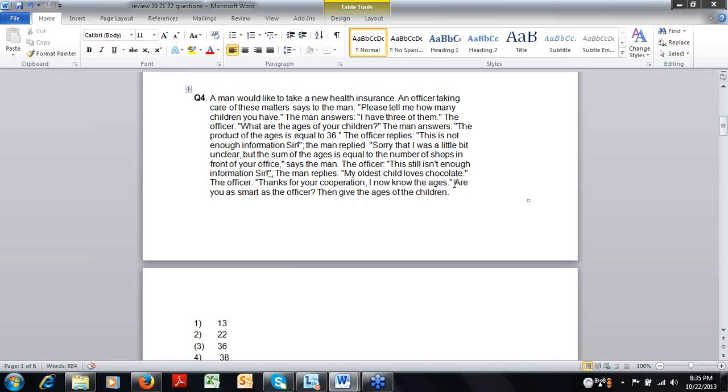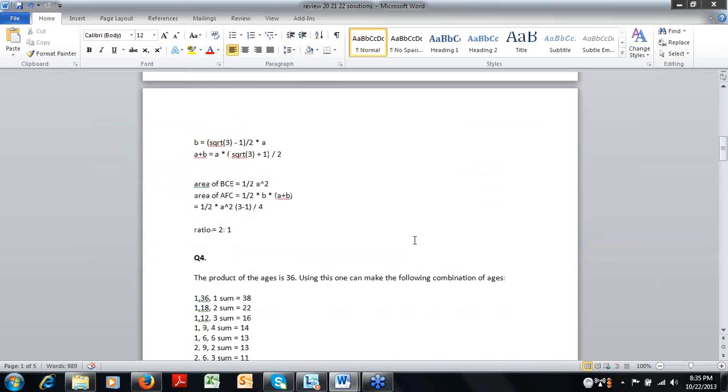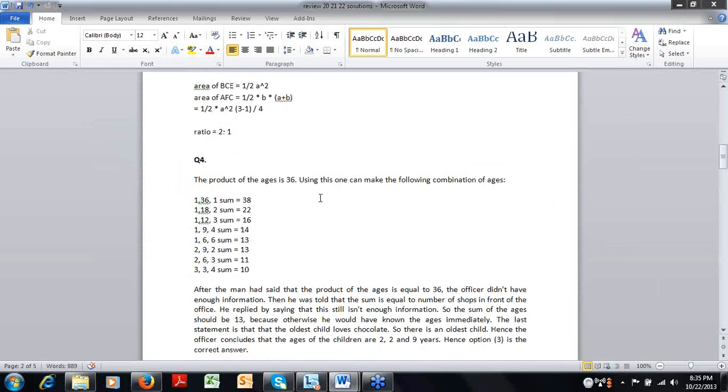So it's written, can you find out the ages of the children? The product of the ages is 36. So what can this be? 1, 36, 1 can be the case. 1, 18, 2 can be the case. 1, 12, 3 can be the case. 1, 9, 4, 1, 6, 6, similarly these. And in each case, the sums are 38, 22, 16, 14, 13, 11.